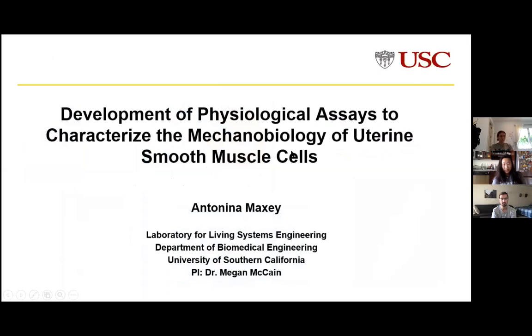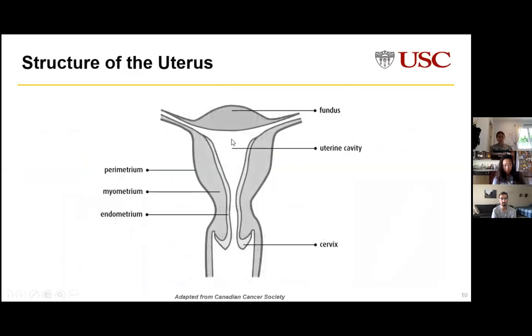And now I'll talk a bit about my research. My research is about the development of physiological assays to characterize the mechanobiology of uterine smooth muscle cells. The uterus is made of 3 layers. There's the perimetrium on the outside, the myometrium in the middle, and the endometrium on the inside. The myometrium in the middle is what's responsible for contractions during labor, but sometimes the myometrium doesn't contract the way it's expected to contract.